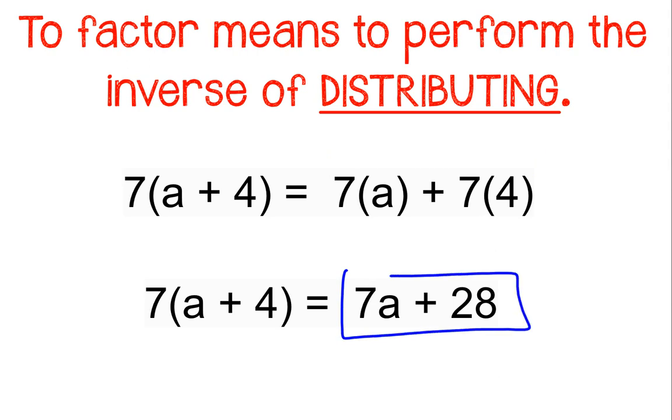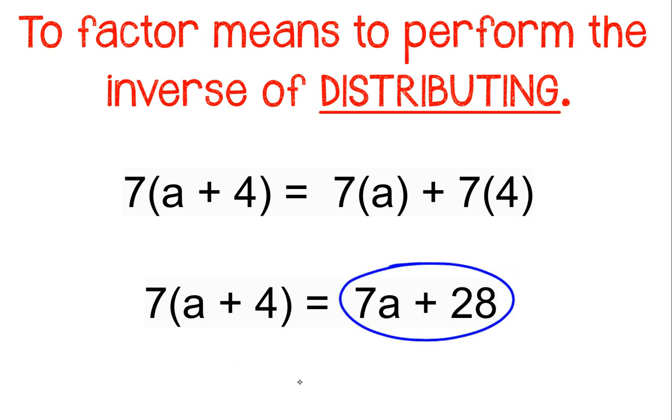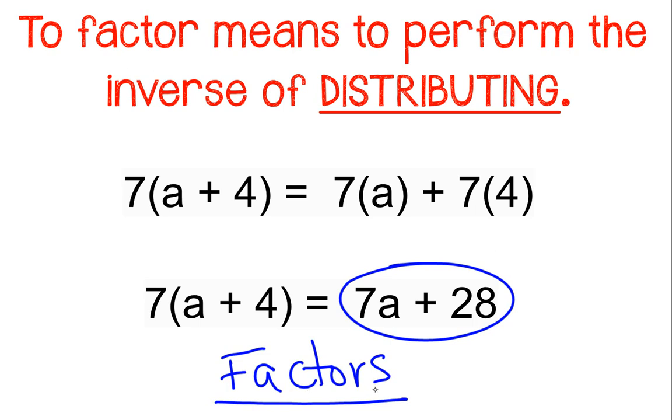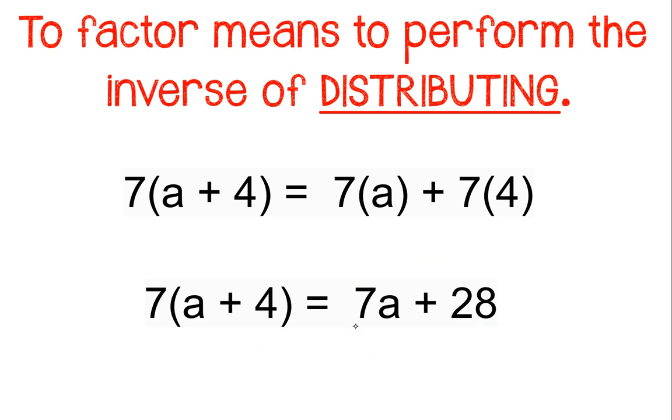So if you have the polynomial 7a plus 28, it has a factor of 7 times the quantity a plus 4. That is a factorization. That is another way of writing this polynomial as a multiplication problem. That's what factors are, right? Factors are items that multiply together that give you a product. So if my product is 7a plus 28, then my factorization is 7 times the quantity a plus 4.